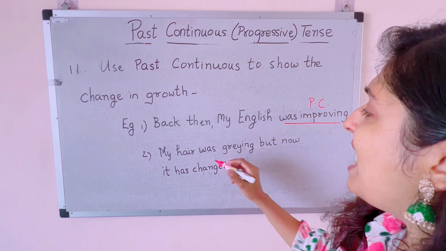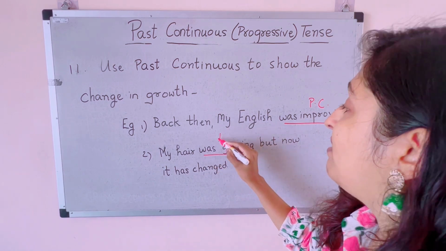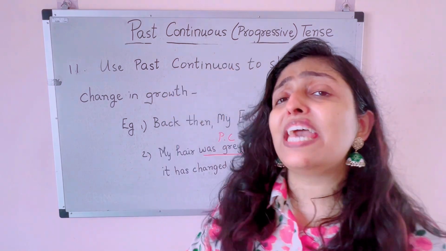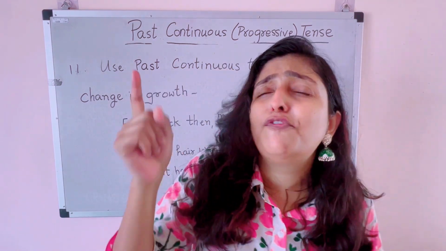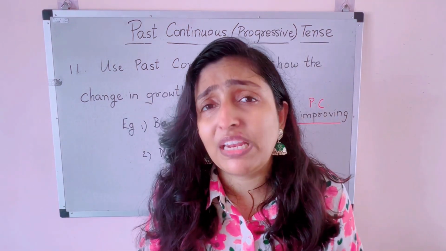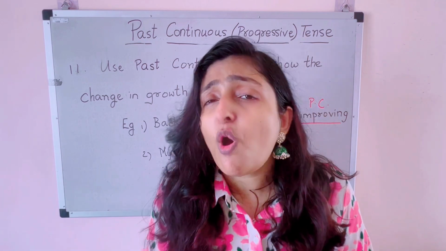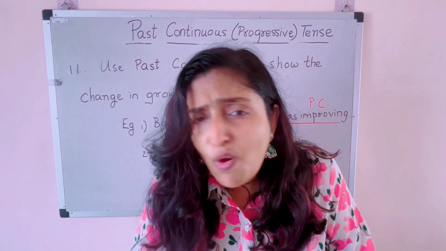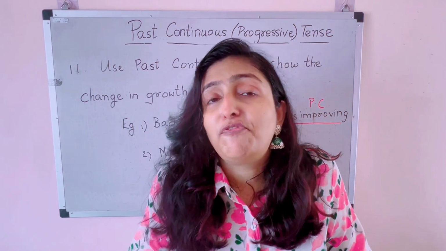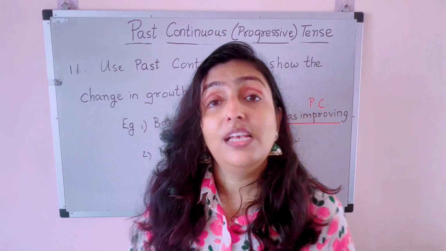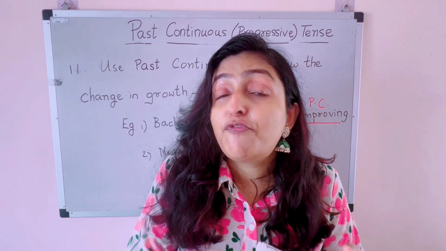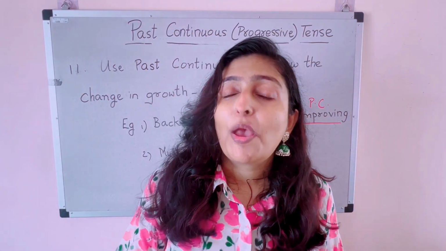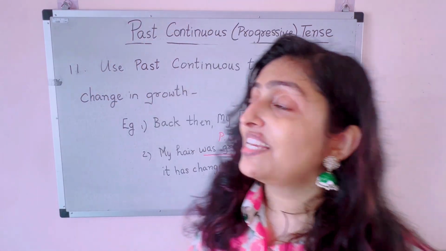Second, my hair was graying, but now I'm fine. My hair was graying back then. Hey, a few years back I was on treatment. I was on some steroids and drugs and all. My hair was graying then, but now I'm fine. Now I'm totally fine. I'm in the pink of my health. So to show a change from what it was then, you can use past continuous tense.